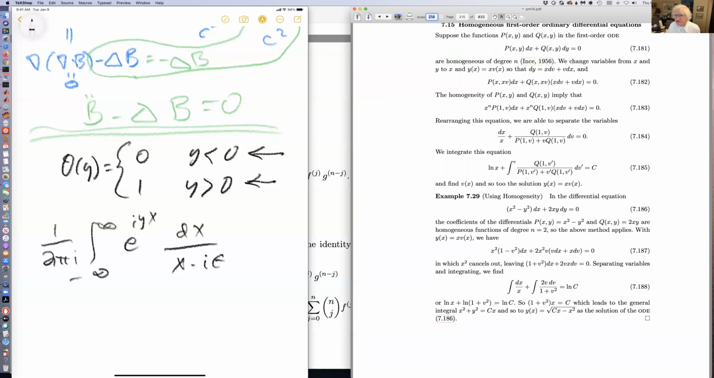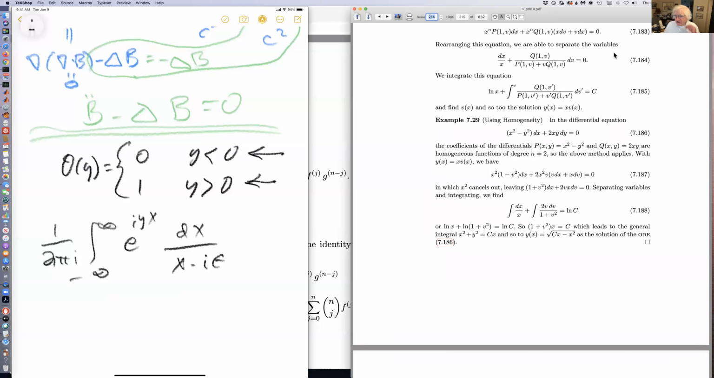You get it into this form, and once it's in this form, you integrate both sides, and you get an integration constant here. And this gives you x as a function of v, or v as a function of x. And once you have v, y is xv.